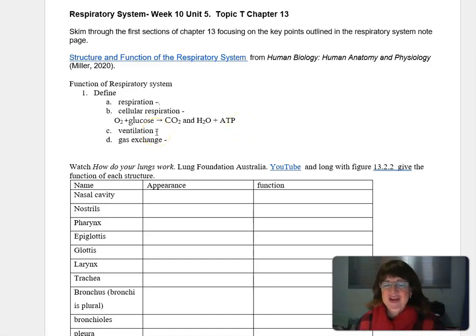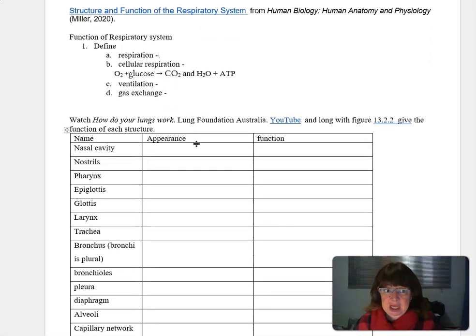Then there's the term ventilation. Ventilation is similar to breathing, so it's inhalation and exhalation. So in and out is ventilation. And then gas exchange is when we look at the gases actually going into the blood. So gas exchange is occurring in the alveoli, or the smallest tubes of the blood. The smallest, the thinnest, not necessarily the smallest, but the thinnest.